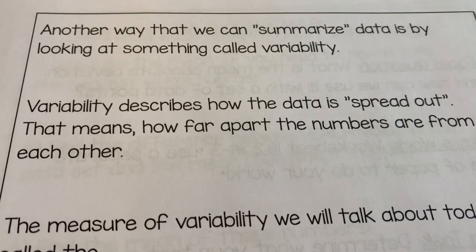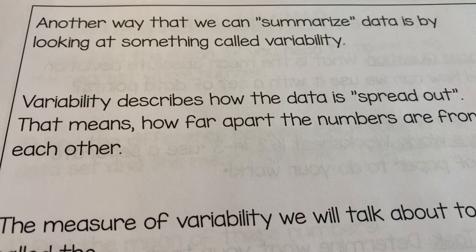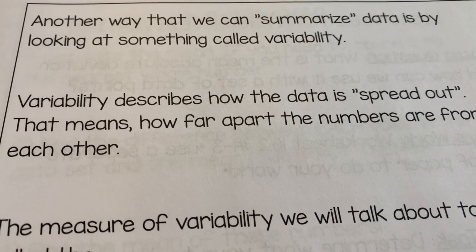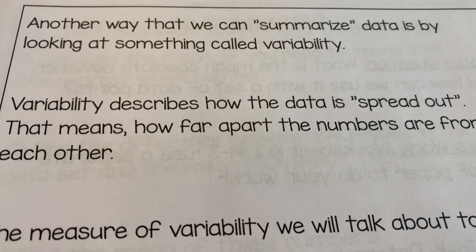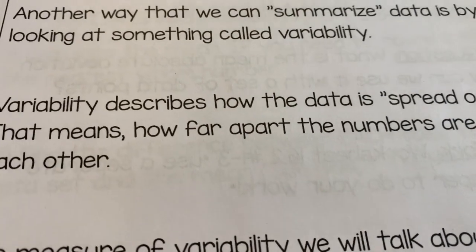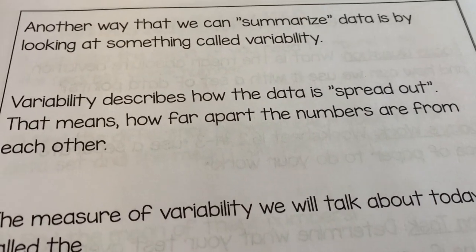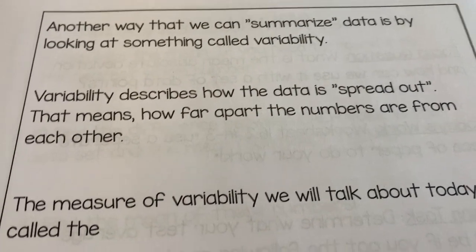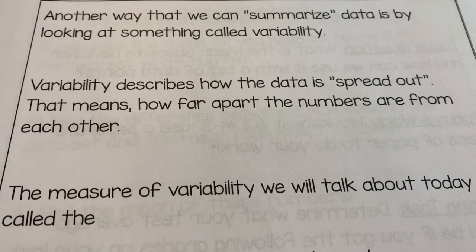So another way that we can summarize data is by looking at something called variability. When you hear the word variable or variability, what we're probably thinking of is the word varies, right? Or vary. And that's exactly what you want to think about. Variability describes how the data is spread out. And what that means is how far apart the numbers are from one another.